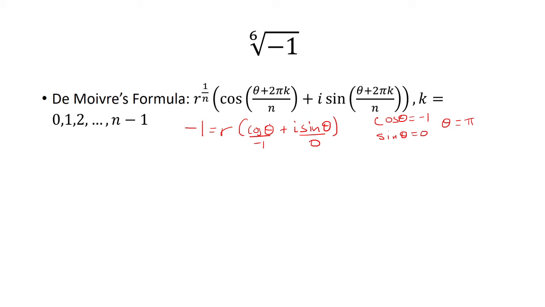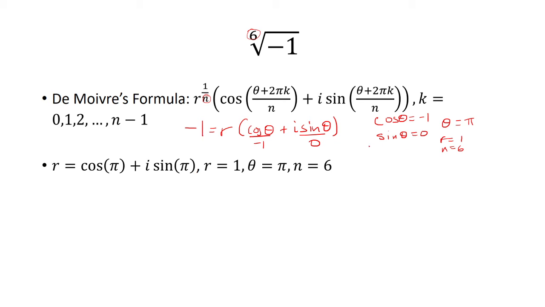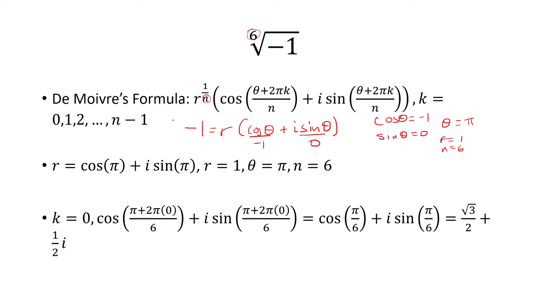And so if you plug in theta equals pi, you get -1 here. So -1 times r equals -1. That means r has to be 1. Okay, so we get r is 1, theta is pi. And here we want to look at the nth root. That's what this means here, the nth root, which is 6. So n is going to be 6. Now we can use the formula, because all we have to do is plug in k equals 0 all the way up to 6 minus 1 to find all the roots.